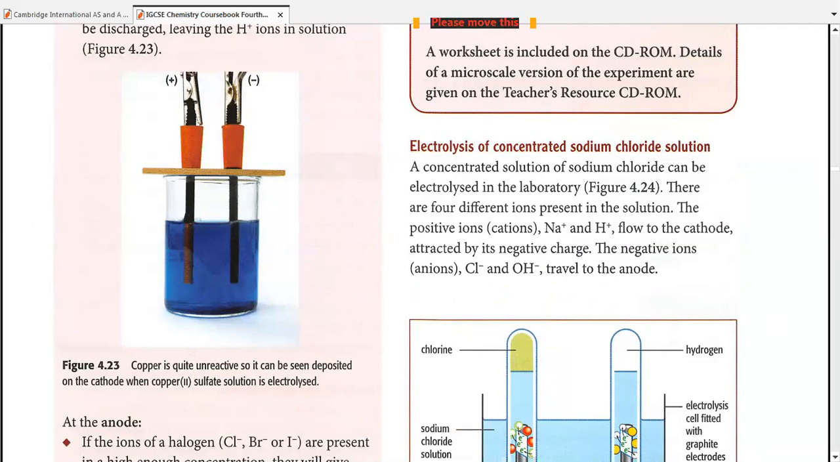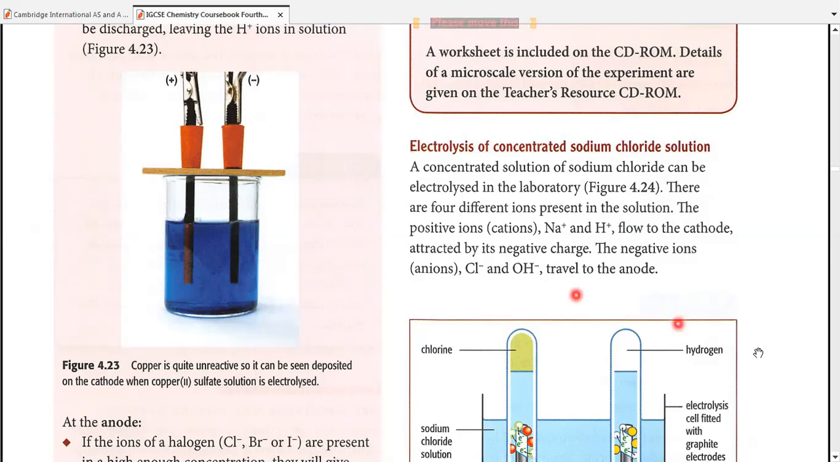Yes, sir. Okay, so electrolysis of concentrated sodium chloride solution. Let me revise a little bit. Concentrated solution of sodium chloride contains a lot of salt, the table salt we eat every day, but a little bit of water. Then we electrolyze it in lab or actually in an industry. There are 4 possible ions present. The positive ions, the cations, are sodium ion and hydrogen ion, and the negative ions are the chloride ions or the hydroxide ions. I hope you're familiar with that.